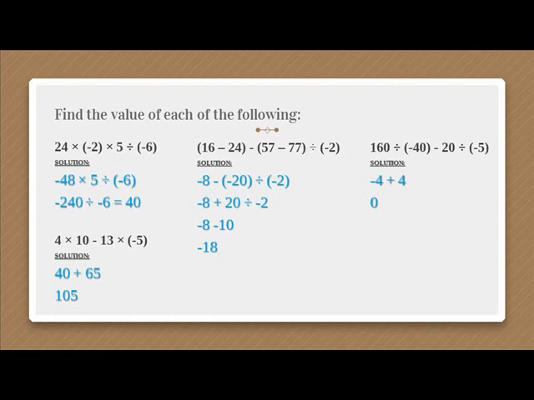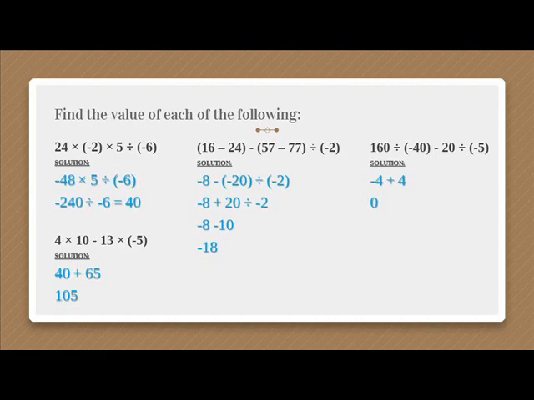In the third one we have 16 minus 24 minus 57 minus 77 divided by minus 2. Well, first of all we will evaluate the expressions given within the brackets, that is 16 minus 24 and 57 minus 77. Well, 16 minus 24 equals minus 8 and 57 minus 77 equals minus 20. So we have minus 8 minus 20 divided by minus 2. Now let us open the brackets by multiplying the signs. Well, minus into minus 20 equals plus 20.